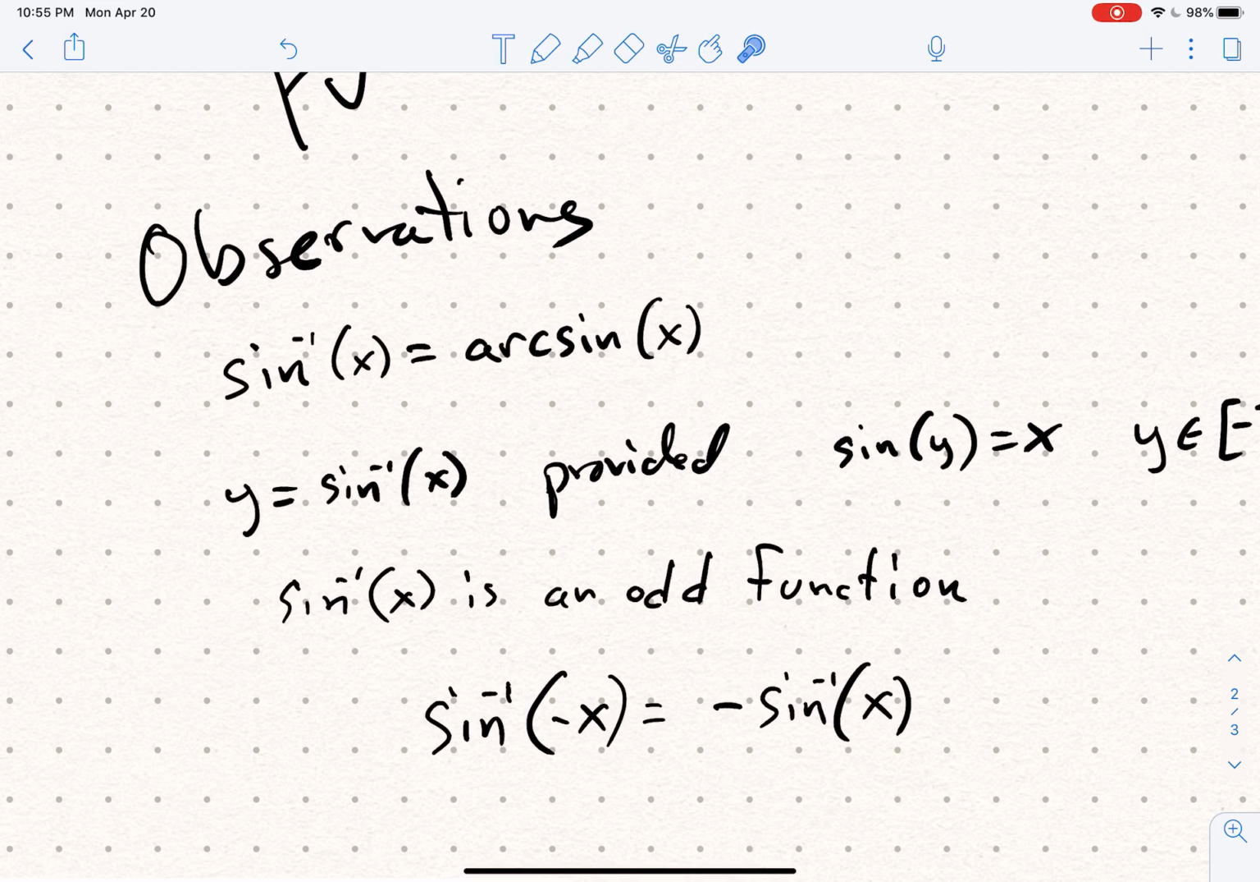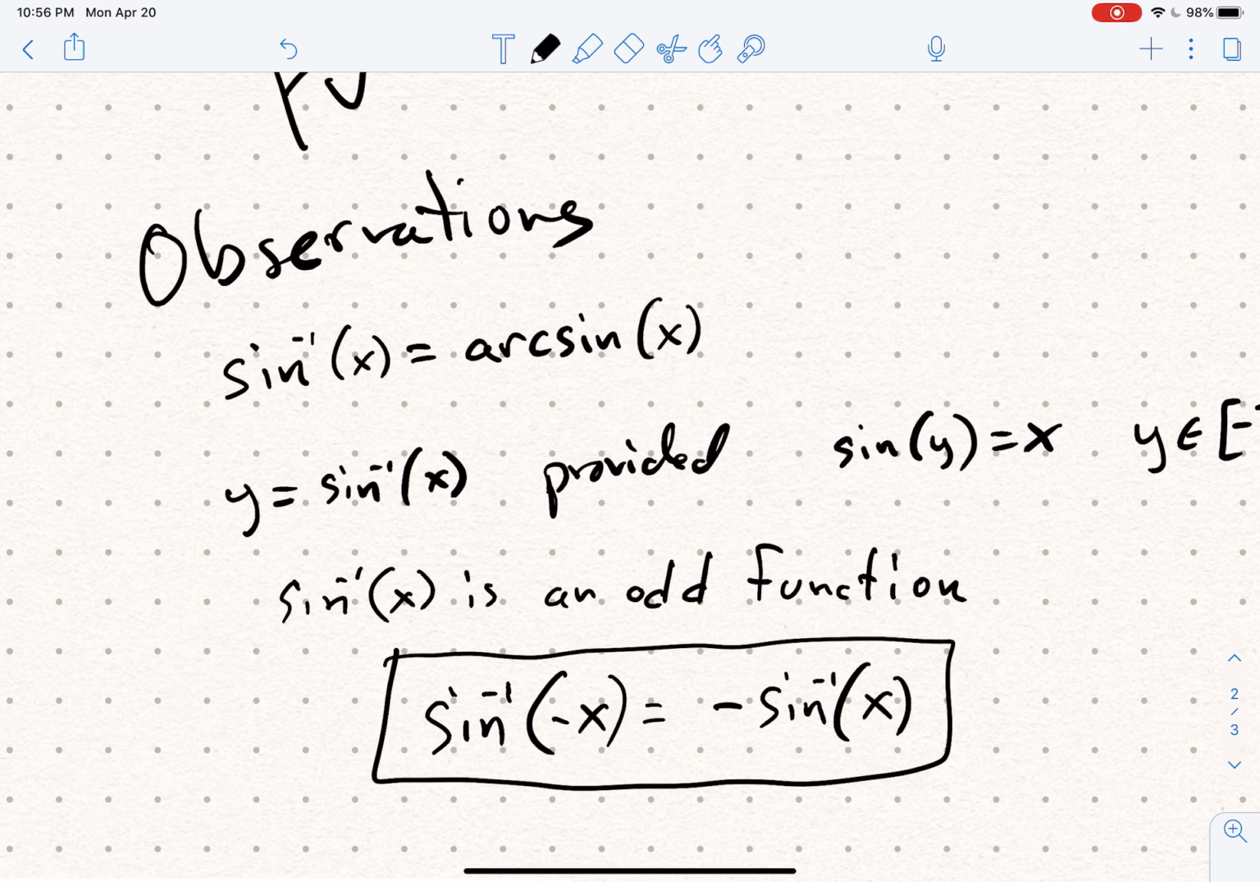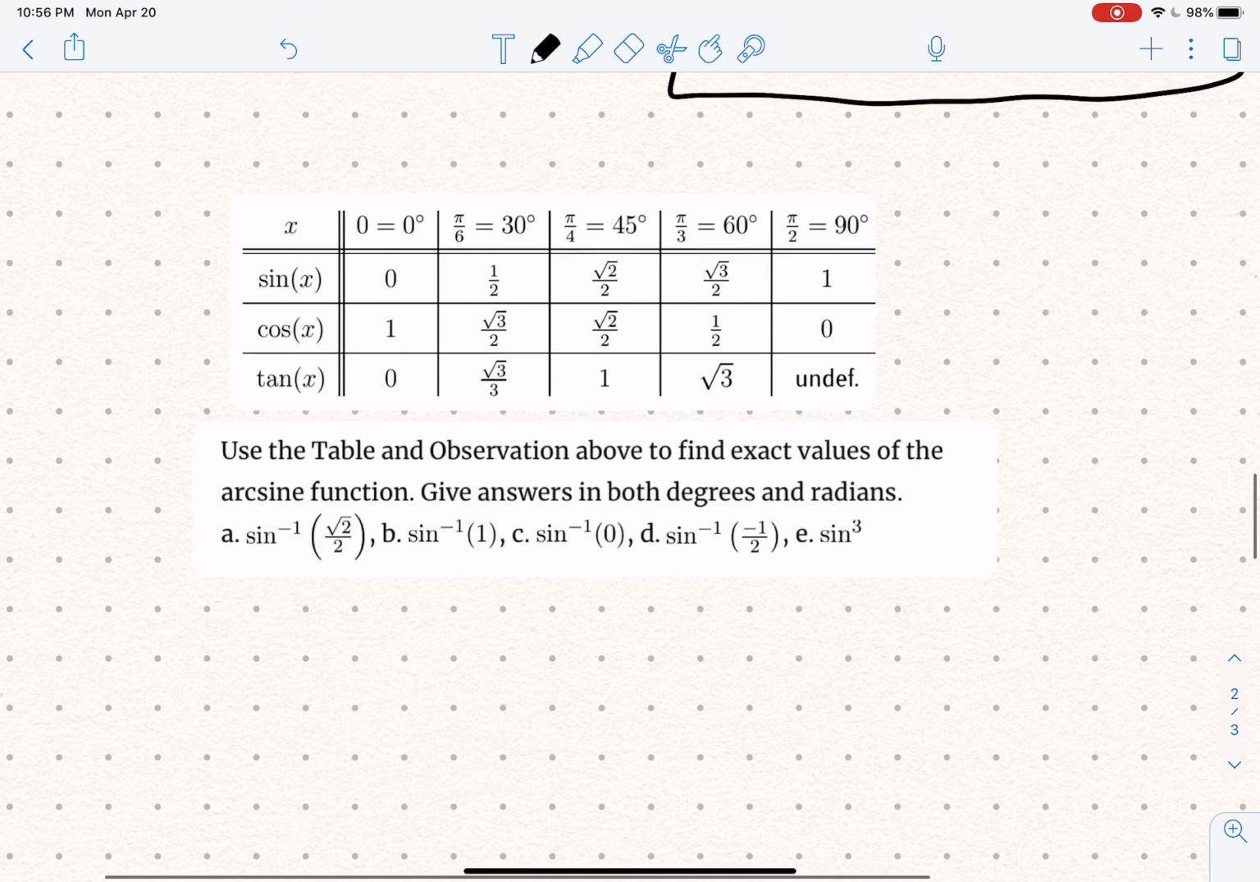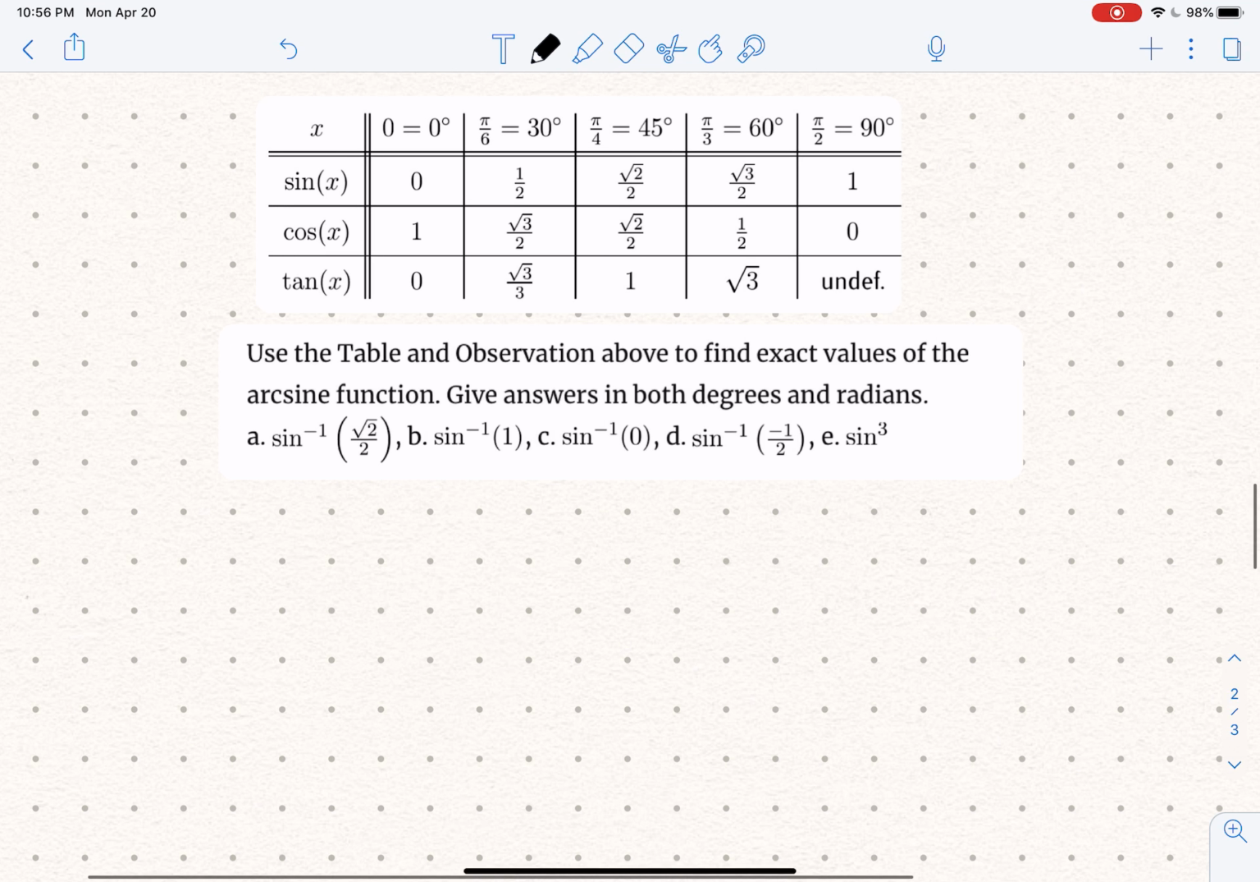Okay, we're going to use this observation, the fact that it's an odd function, together with our knowledge of the basic values of trig functions in order to work our way through some values of the inverse sine function. So let's take a look at the problem. Here at the top is our table of the trig values of various angles. And the example is this guy.